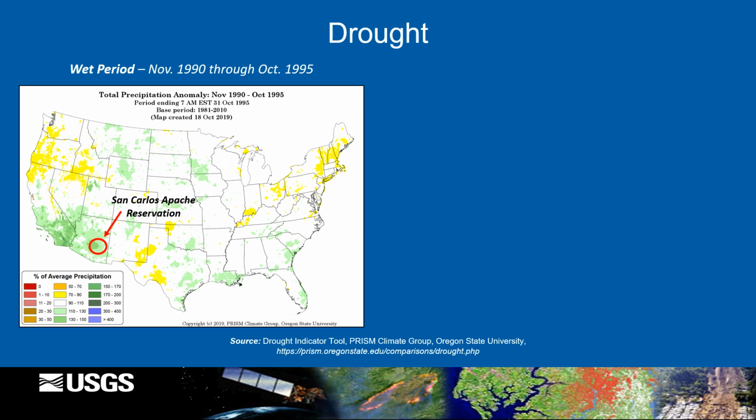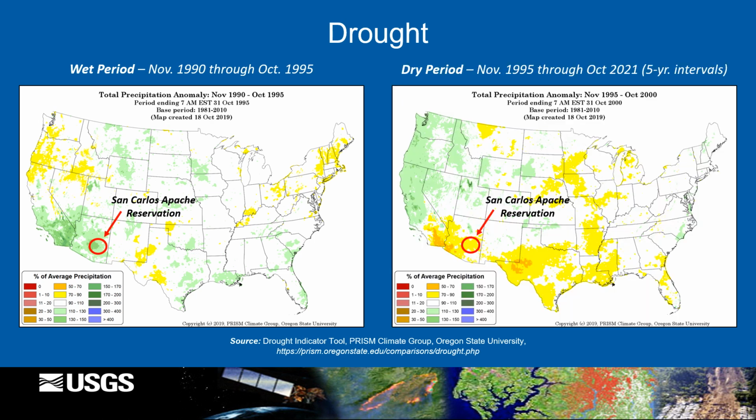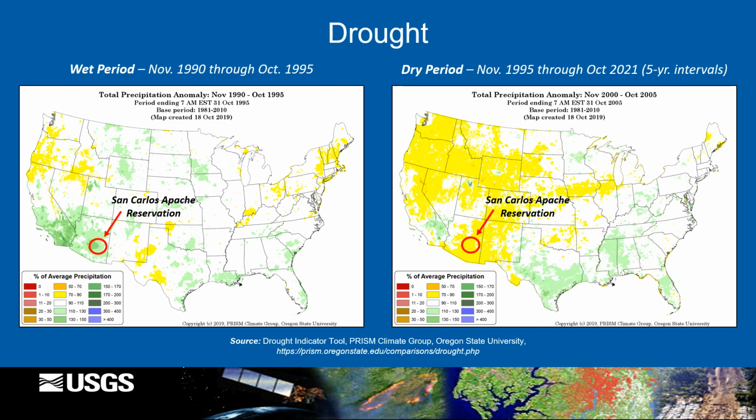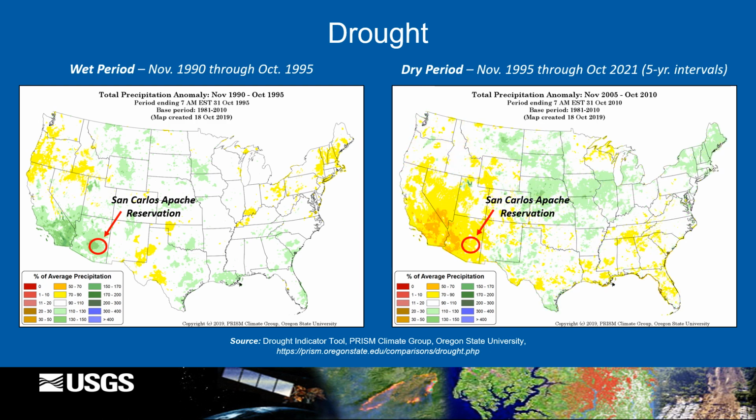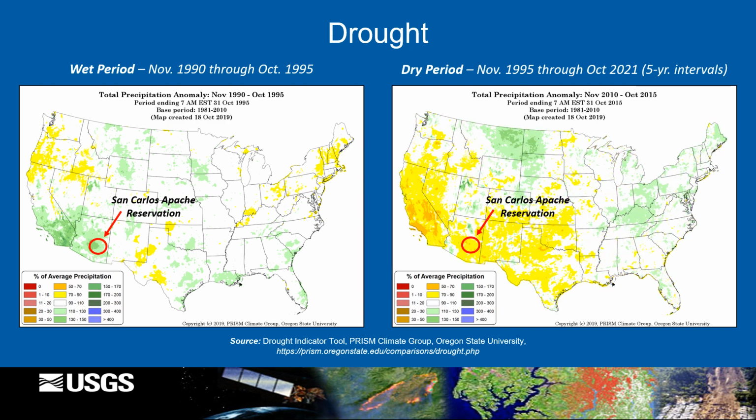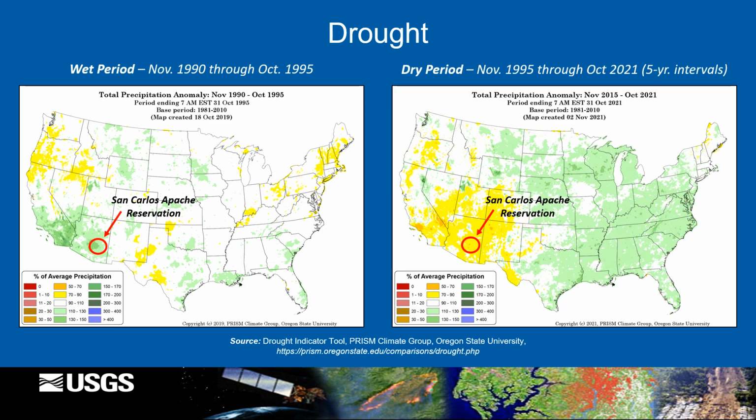However, beginning in the mid-1990s through present day, this region has been experiencing negative precipitation anomalies or below average precipitation. For example, from 1995 through 2000, precipitation was roughly 70 to 90% of average. Similar conditions were present from 2000 through 2005, 2005 through 2010, 2010 through 2015, and finally 2015 through present day. So ultimately it's been relatively dry, below average precipitation over the past 25 years for this region.